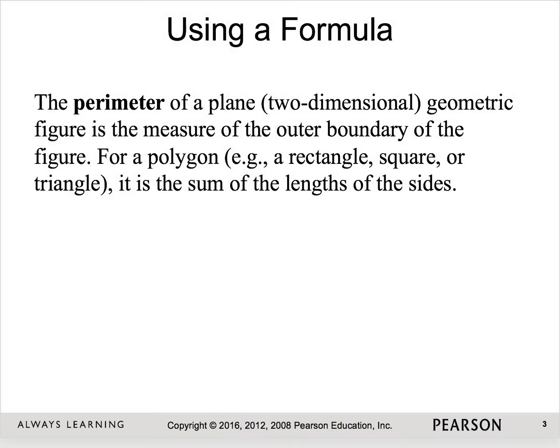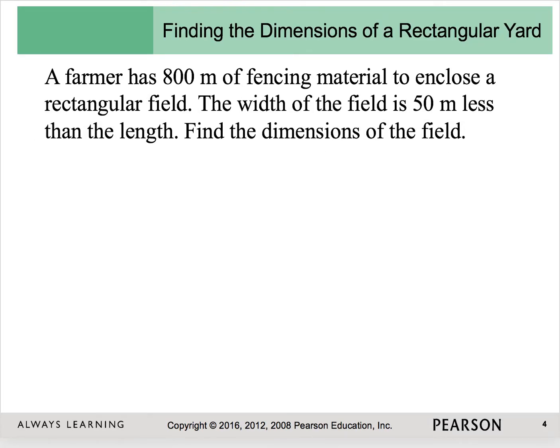Okay, so for a polygon, the sum of the lengths of the sides, add up around it. Okay, so if a farmer has 800 meters of fencing material to enclose a rectangular field, so these are some of the cases where diagrams really help, a rectangular field. The width of the field is 50 meters less than the length. Find the dimensions. Okay, the width is 50 meters less than the length. So it's the same as the length minus 50. It doesn't tell me anything about the length. But I know that he's got 800 meters.